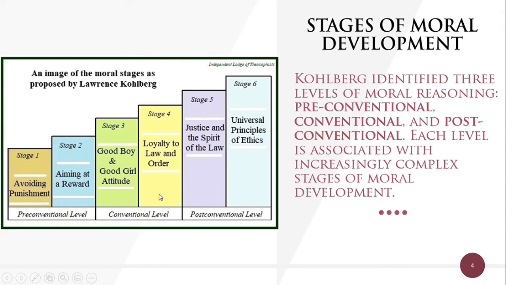If you look at the diagram, it is very symbolic. As you go higher in the stages, the bar becomes bigger. It means it becomes more complex as you go higher into the stages and higher into the levels. That's how Kohlberg presented his theory on moral development. Now we are going to delve further into each and every stage that Lawrence Kohlberg presented.